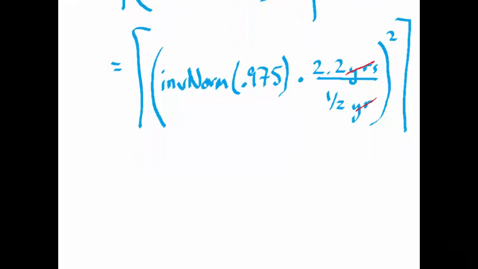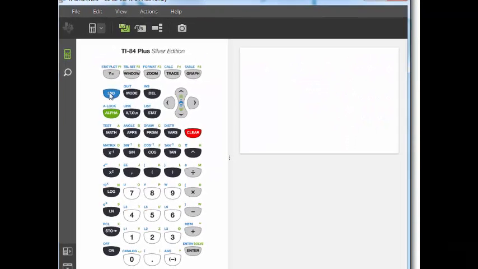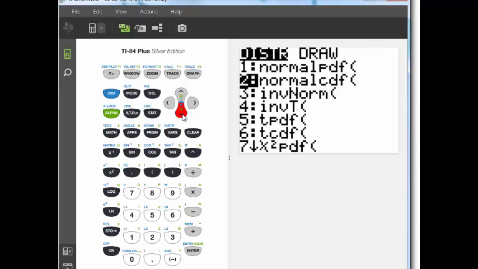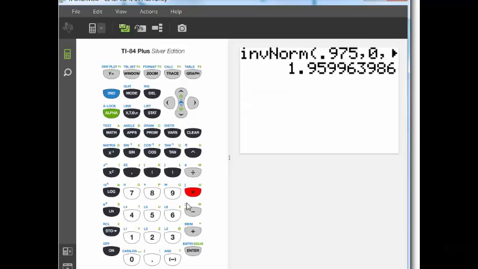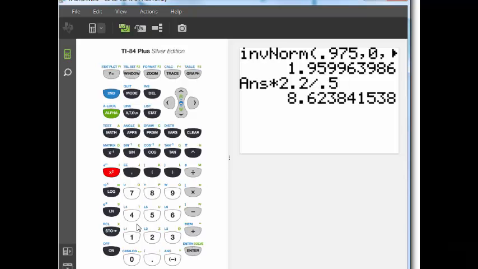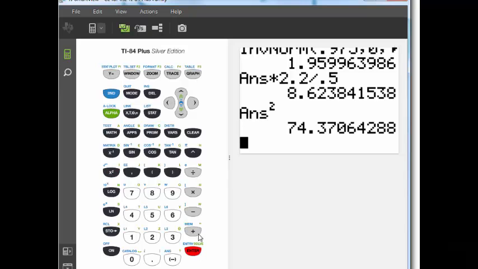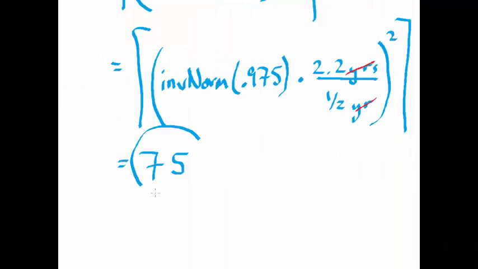So I'll pull out my calculator and get that INV norm function. There it is, INV norm of 0.975. Okay, I get that number and then multiply that by 2.2 and divide by a half. And then square all that stuff and then take it up to the next largest integer, right? So the final answer is 75, right? 75. Okay. Great. That's easy, right?